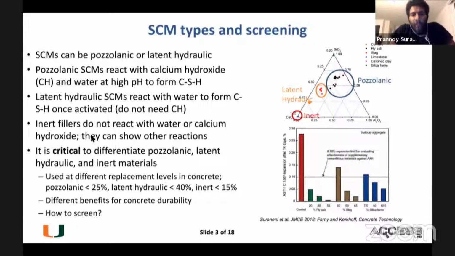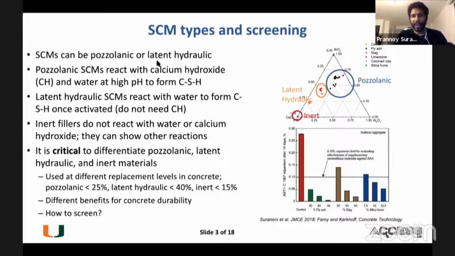Now, what are the different types of SCMs? Technically, you have two different types of SCMs. The first is pozzolanic, and the second is latent hydraulic. The difference between these two is that pozzolanic SCMs react with calcium hydroxide and water at high pH to form CSH. On the other hand, latent hydraulic SCMs do not need calcium hydroxide, which is also referred to as CH here and in other texts. They do not need CH. They can simply react with water once they are activated to form CSH.